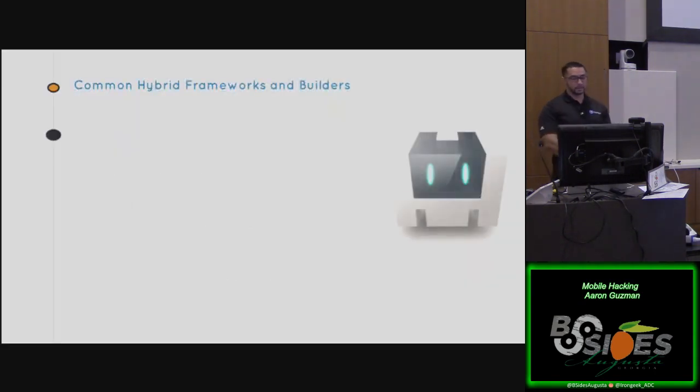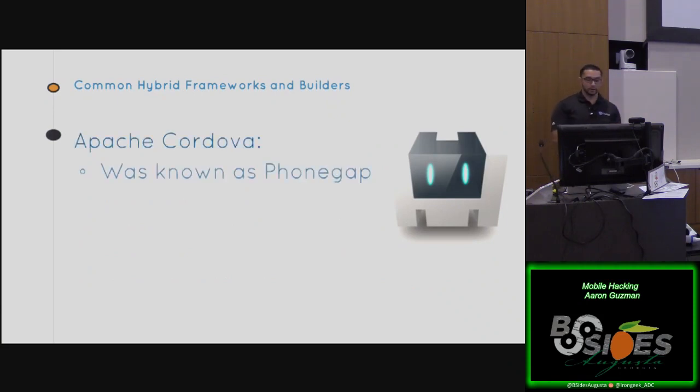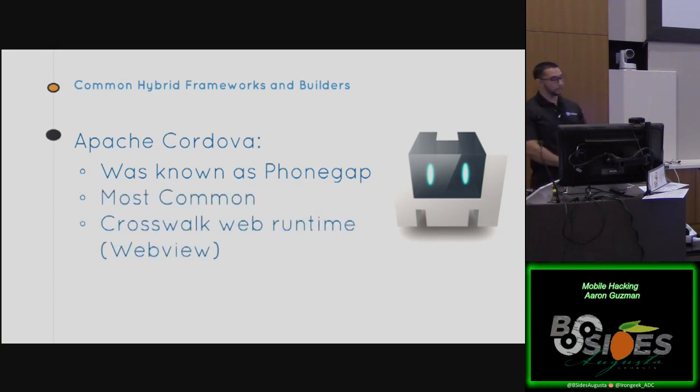The most common here is Apache Cordova, also known as PhoneGap, and a lot of the other hybrid frameworks piggyback on Cordova. Big enterprises and corporations use Cordova, whether banks, private companies, or public companies. It's the most common, and you can choose the web runtime, but Cordova recently switched over to Crosswalk.